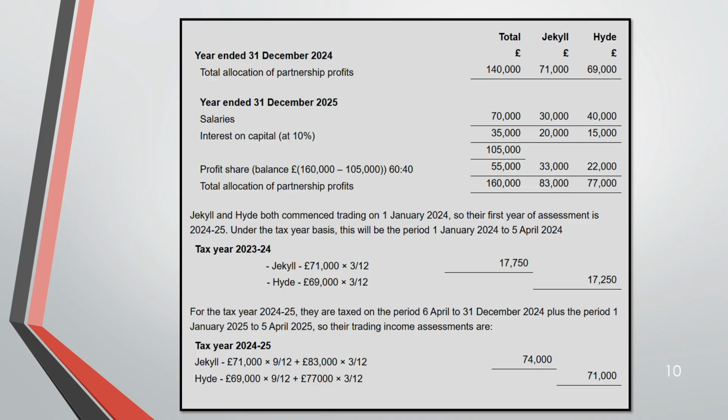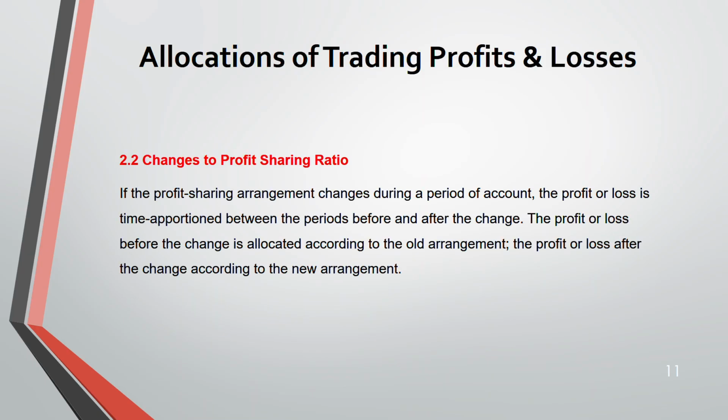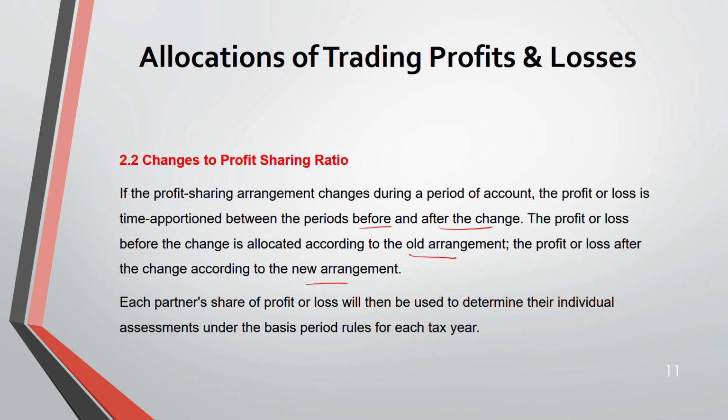So this is the answer for activity 1, where we have done the table and got the profit. And here, these are the 2 profits. Now, moving on to changes to PSR, changing the profit sharing ratio. So if this happens, you have to do 2 things: profit and loss before the change and after the change. So before the change, profit and loss will be allocated according to the old arrangement. After the change, according to the new arrangement. Now, each partner's share of profit and loss will then be used to determine the individual assessment under the basis period rule for each tax year.